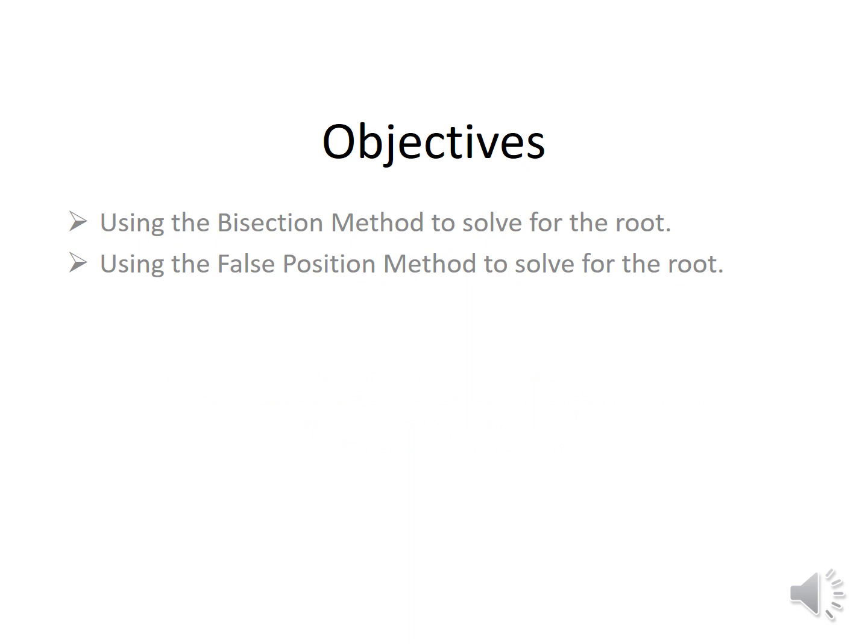This section has two objectives. First objective, use the bisection method. Second objective, use the false position method to solve the root. These two methods are numerical methods.